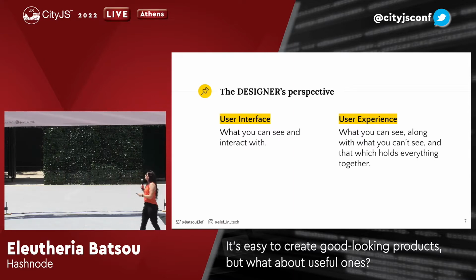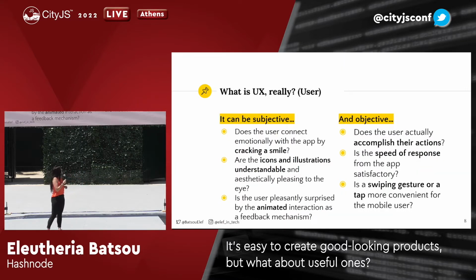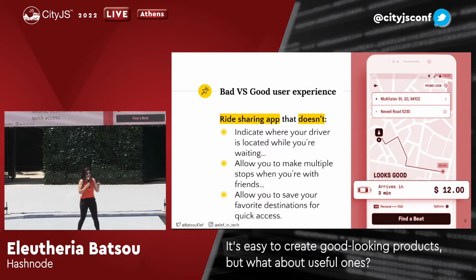So user interface from the designer's perspective is what you can see and interact with, but user experience is what you see alongside with what you can't see and what holds everything together. Okay, and it can be both objective and subjective. I'm not going to get into details because I have a lot of things to mention today. So I will continue with an example. Let's think of an app, a ride-sharing app.